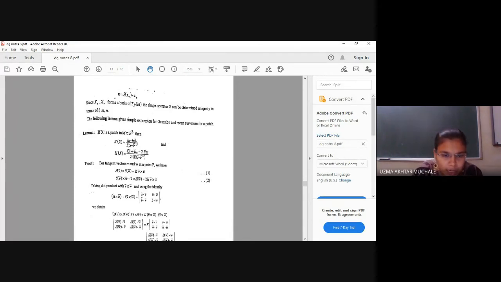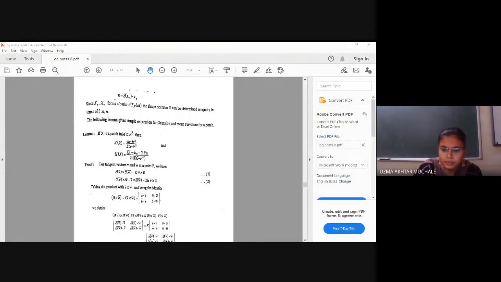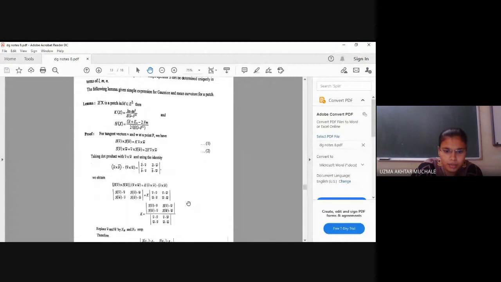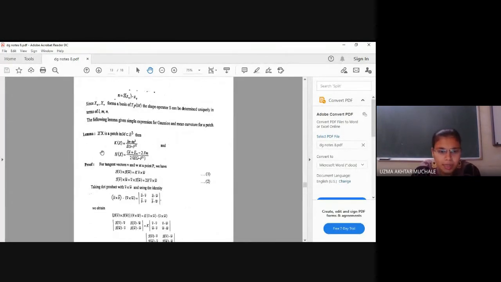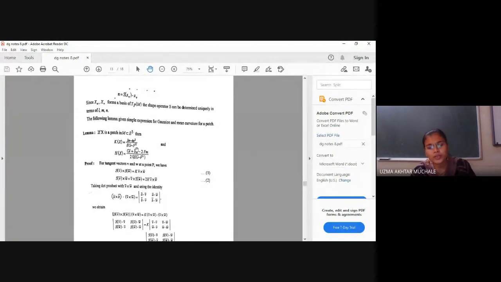K = (LN minus M square) / (EG minus F square), and H = (GL minus 2FM plus EN) divided by 2(EG minus F square). Okay. I hope you can understand this. I think it is on page number 189. Those who want to prepare for the SET exam, these formulas are important because at least one question is there: what is the Gaussian and mean curvature for the given surface?